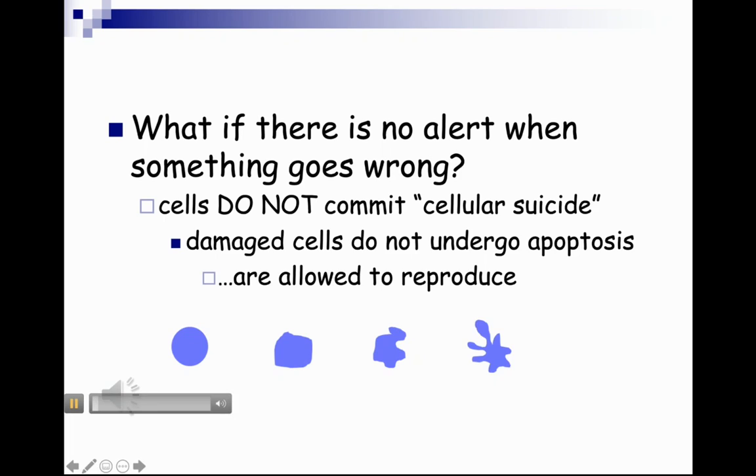What if there is no alert when something goes wrong? Cells do not commit cellular suicide. Damaged cells do not undergo apoptosis. They're allowed to reproduce. And every time they divide, they can become more and more abnormal until they become malignant. And even once they become malignant, they continue to become more and more abnormal.